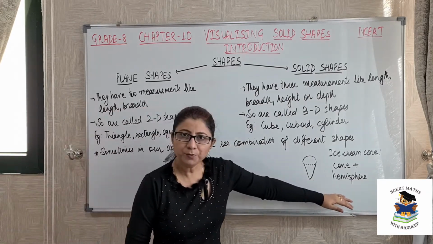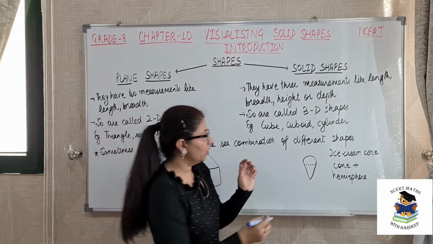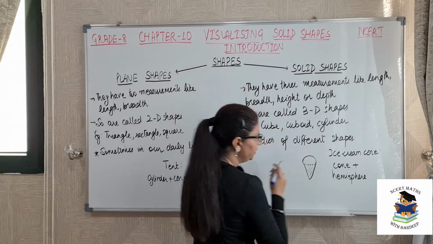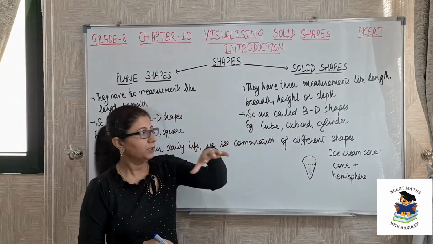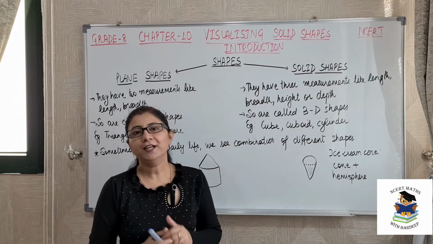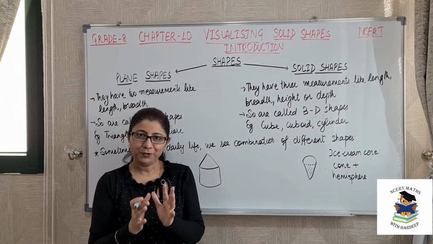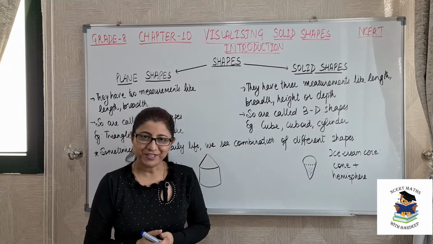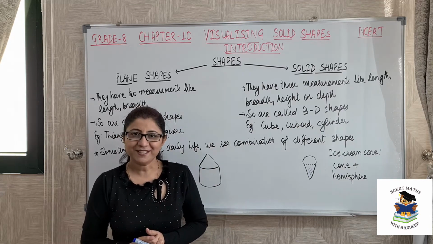Similarly, an ice cream cone. This is again a combination of a cone on this part and a hemisphere on the top. So we can say that it is not definite that we will always find one particular shape. It may be a combination of one or different shapes. Now let's move on to the next topic.